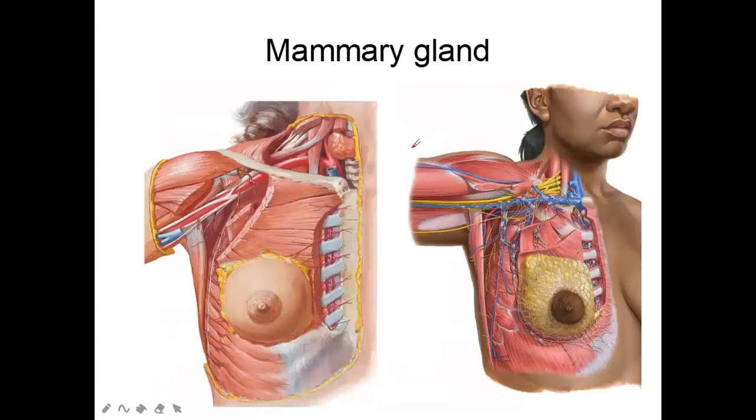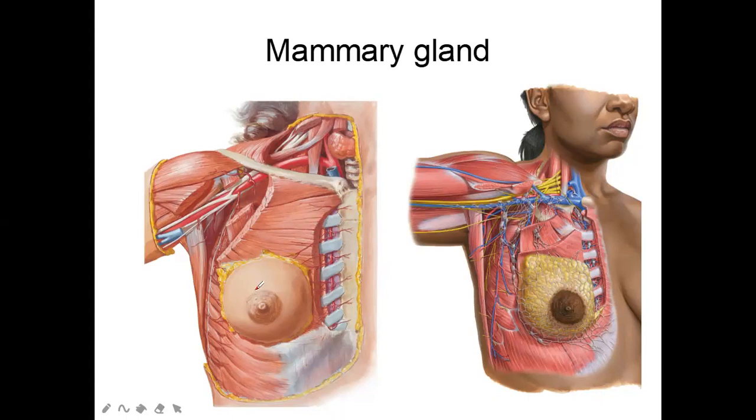Now let's talk about the mammary gland, the breast. So this is an accessory gland of the skin, and it develops from ectoderm. So remember that it develops from ectoderm. And then at about the age of puberty, you start to see the differences between the males and the females.